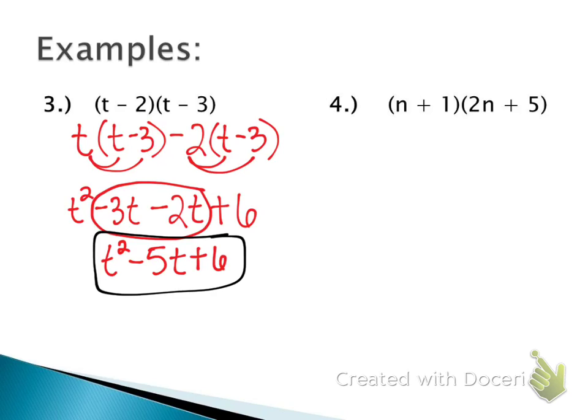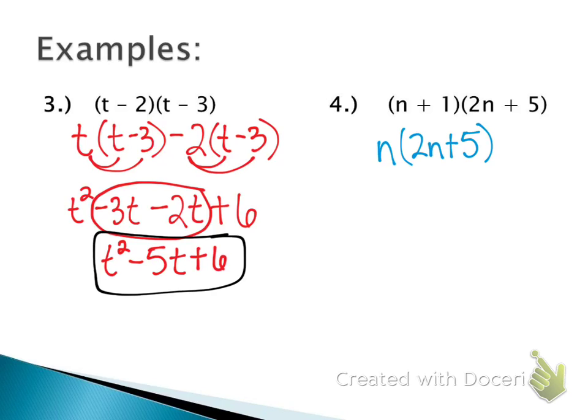All right, what's different about 4 from what we've seen so far? Which variable? The 2n. So now we've got a variable that has a coefficient other than 1. It's okay. It doesn't change how we're going to start this off. So we first start with the first term from the first binomial. Jakeem, what is it? N. Good. The first term from the front is n. We need to multiply that, Jalen, to what? 2n plus 5, my second binomial.